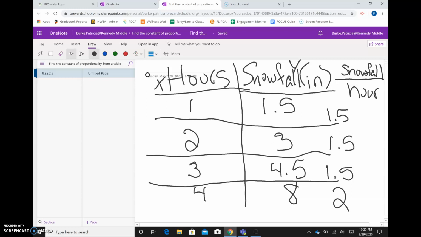Are they all equal? Well, let's see. 1.5. Yep, that does equal 1.5. And yep, that does equal 1.5. But check this out. Does any of that equal 2? No. We do not have a proportional relationship here. So that is where you would stop. If your question is whether this is proportional or not, and you figure out the answer is no, then that is where the question stops and you'll move on to your next one.